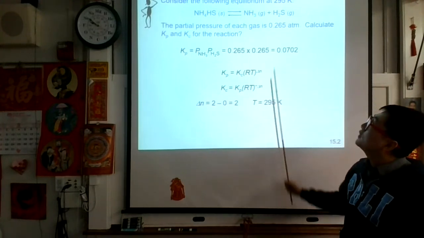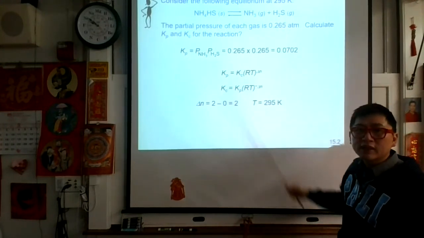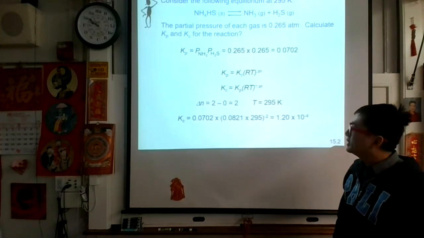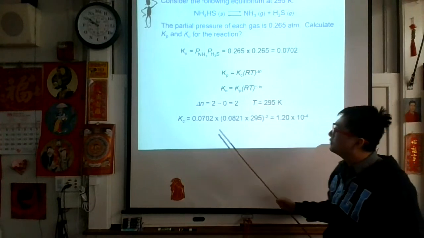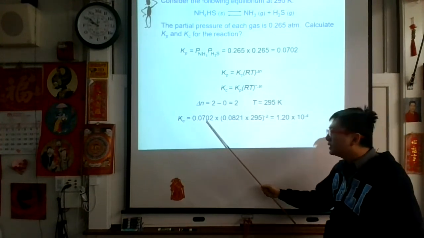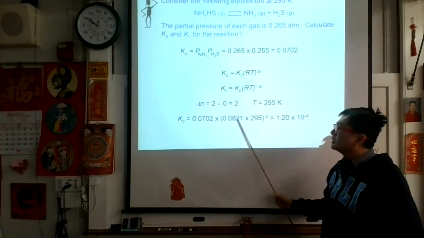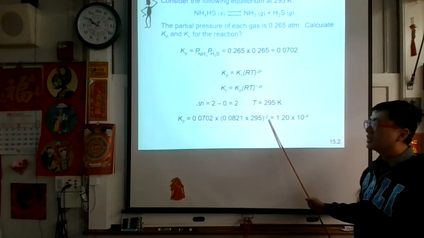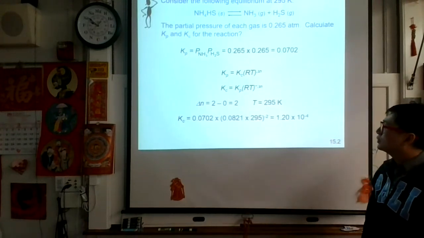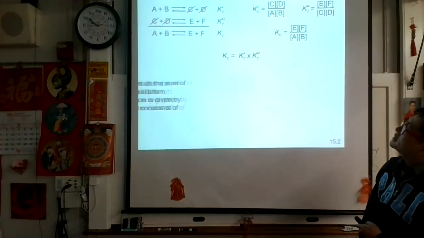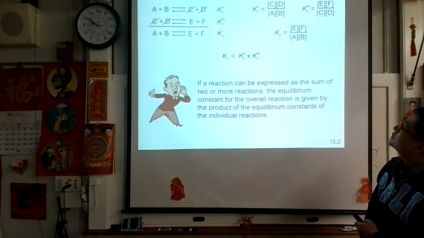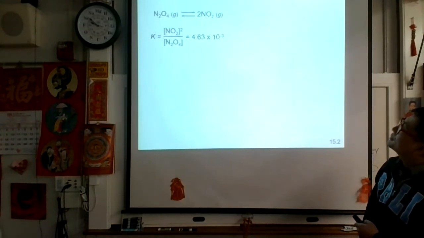Temperature we know is 295, it was given in the question, as well as Kp, which was 0.0702. This is R, that is T, to the minus delta n. I get 1.20 times 10 to the minus 4. And let's see, I don't think we need to do that. We're not going to be doing that.